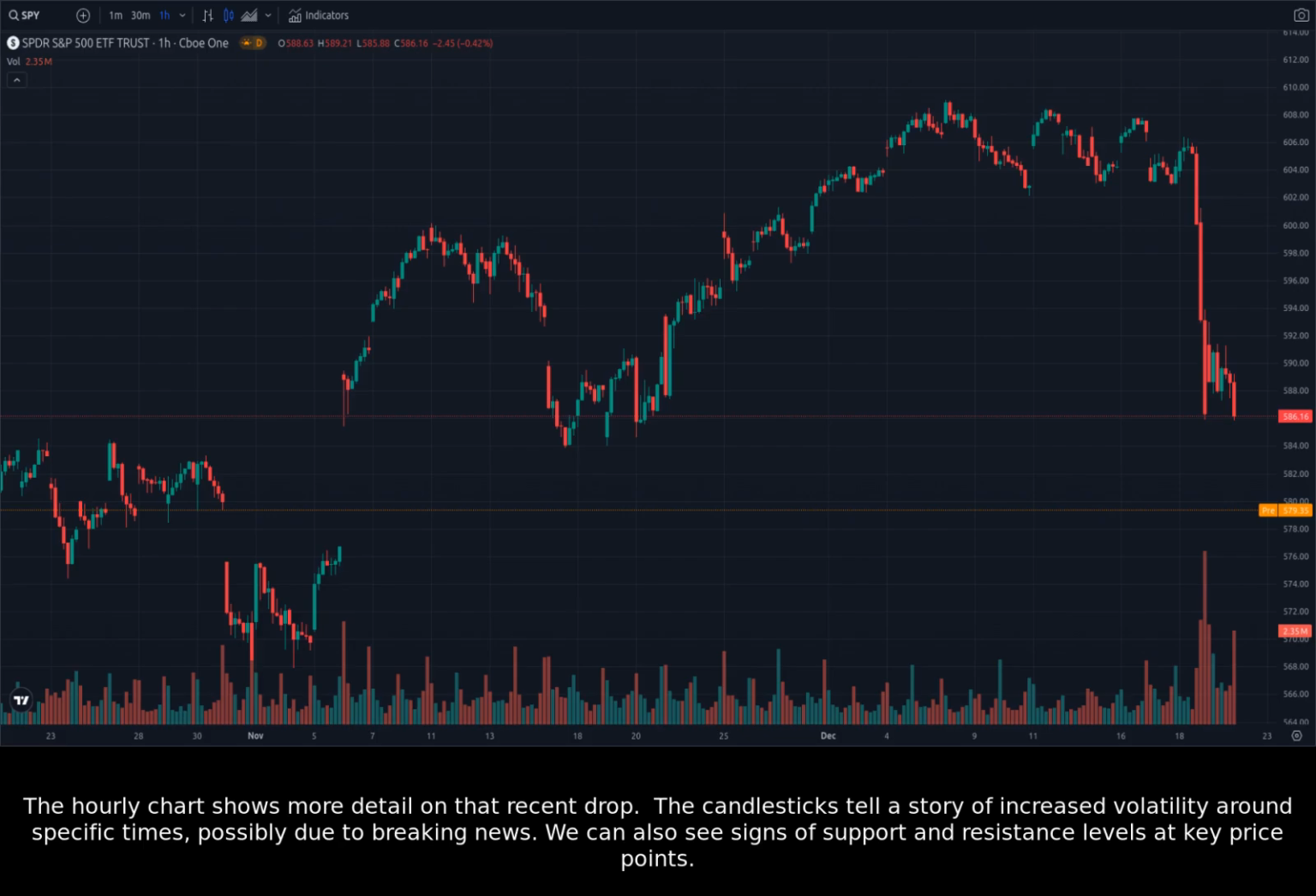The hourly chart shows more detail on that recent drop. The candlesticks tell a story of increased volatility around specific times, possibly due to breaking news. We can also see signs of support and resistance levels at key price points.